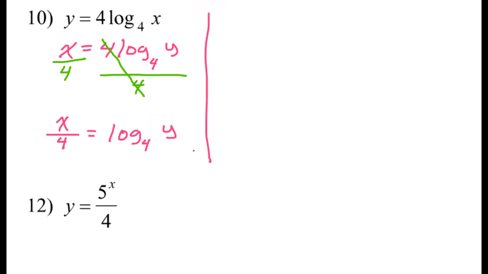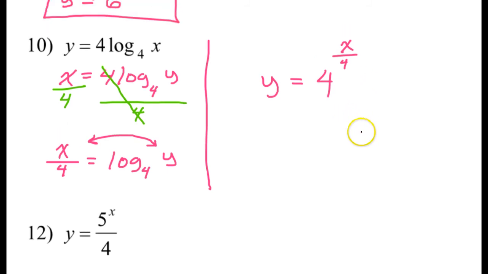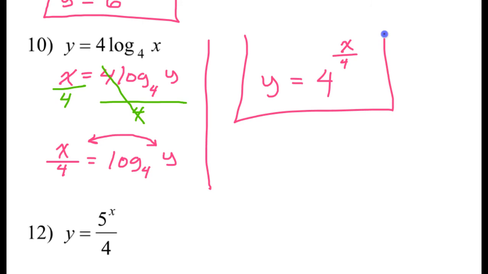So now it's time to change the form. So focus on the base. Start with that, 4. Everything else has to change sides. So the y is going to come over here to the left. The x over 4 is going to come to the right, but it's going to be the exponent. And that's it. That's the final answer. Y equals 4 to the x over 4 power.